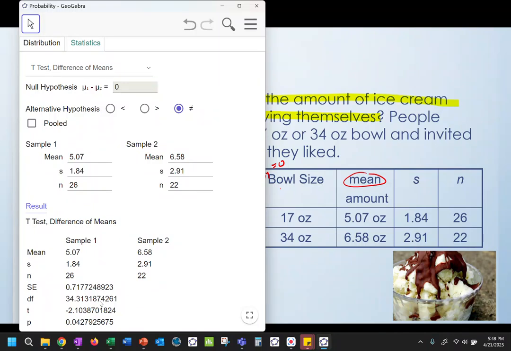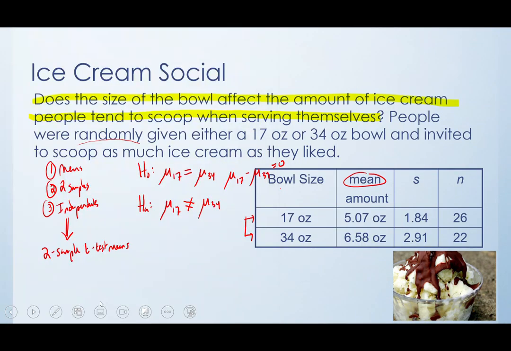We're going to use the conservative DF, which is an integer, right? And we have our t-score negative 2.104. So we've got a t of negative 2.104. And we also are going to say DF, what is that going to be? So we're going to look at these two. Which is smaller? 22. Subtract 1. So our degrees of freedom is 21.